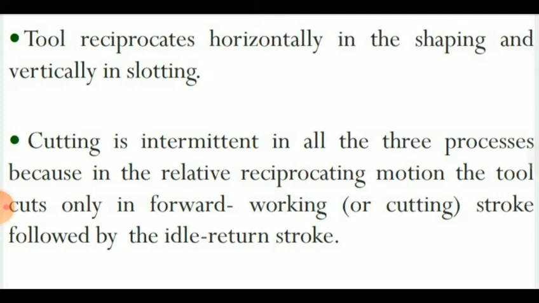The tool reciprocates horizontally in the shaping process and vertically in a slotting process. Cutting is intermittent in all three processes because in the relative reciprocating motion, the tool cuts only in the forward direction, or forward working. That is called the cutting stroke, followed by the idle return stroke. Idle return stroke means there is no cutting involved in the return stroke.